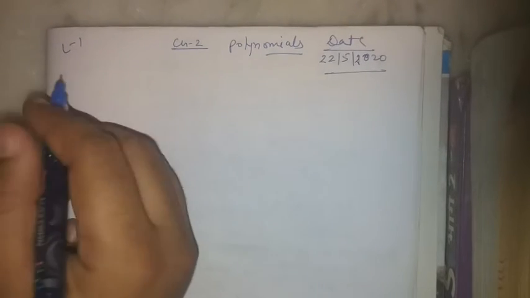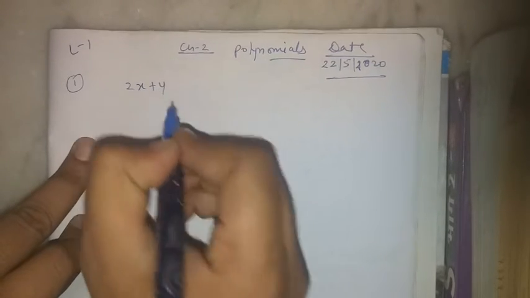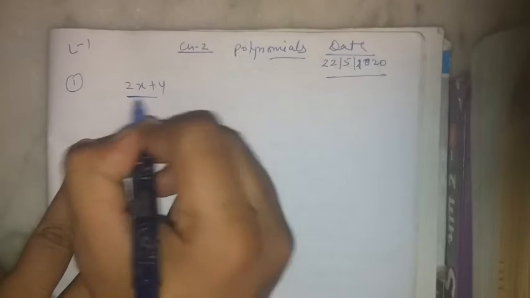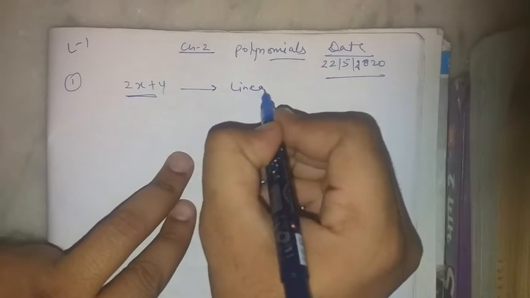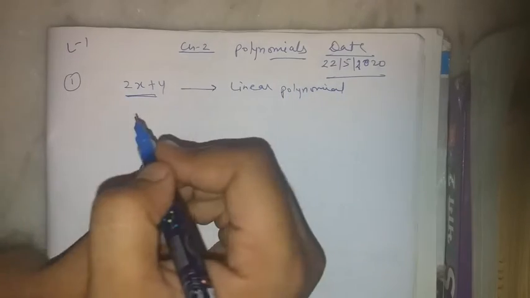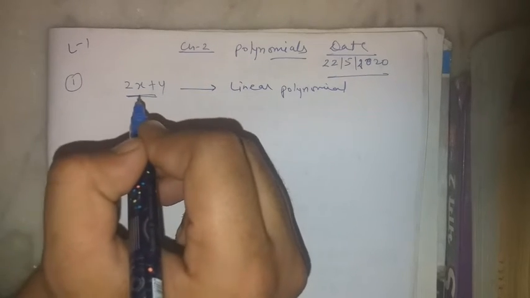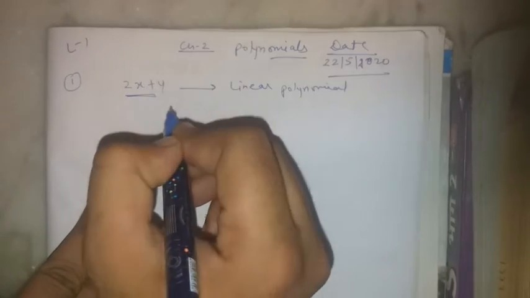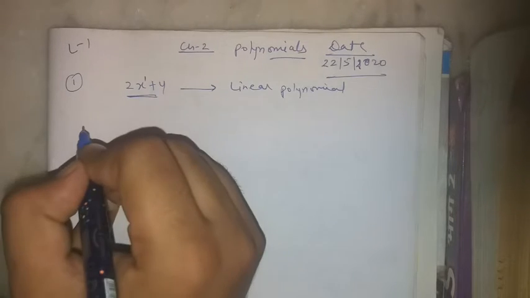First, suppose we have 2x plus 4. What kind of polynomial is this? We can say it is a linear polynomial. How can we say that? The first thing is the degree of the polynomial. The variable is x, and the power of x is 1.